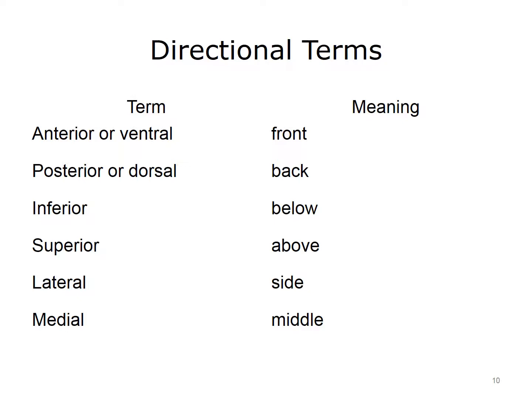Inferior is below another structure, or moving more toward the feet, while superior means something is above another structure, or moving more toward the head. Lateral means alongside another structure, and medial refers to the middle or near the middle of the body or structure.